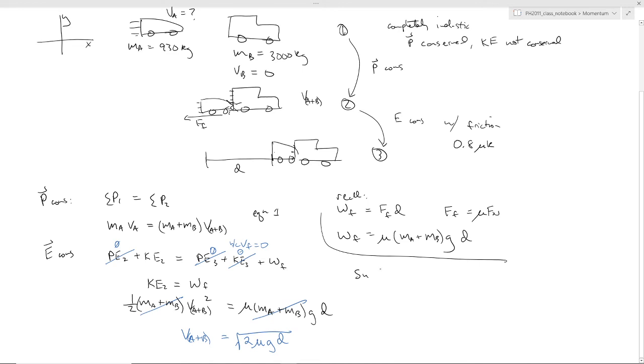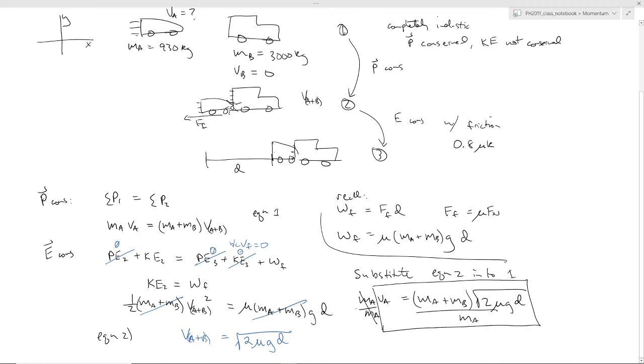So let's call this equation 2. If we substitute equation 2 into 1, we have ma VA is equal to ma plus mb times our velocity expression. And notice we can divide by a factor of ma on both sides. Cancel that, and we're left with an expression for VA, the initial velocity of the car, that depends solely on the masses of the vehicles, the coefficient of friction, gravity, and the distance. And we can put in those numerical values.